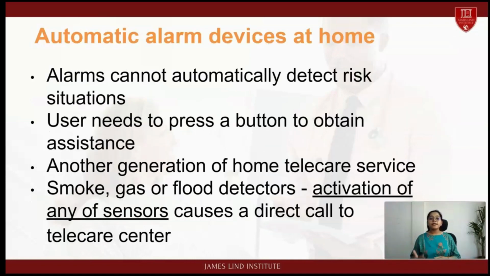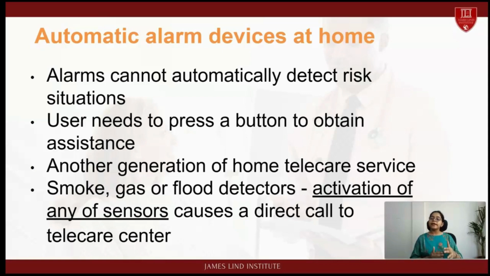Then we have automatic alarm devices at home. These are different from the previous alarm system because those alarms or pendants do not work automatically. Why? Because they had a red button, as you saw in the picture. Whenever a patient had some problem or emergency, the patient had to press it. That is why it is not automatic. But here we have automatic devices that are installed within the home. These are not worn by the patient, but are installed within the home and are automatic in nature, meaning that the patient need not press a button to send an alert message to the family or to the call center team.